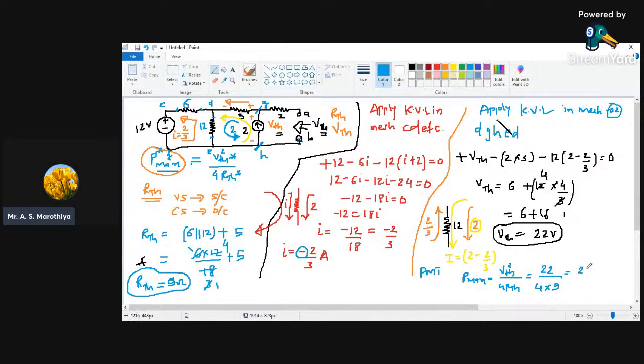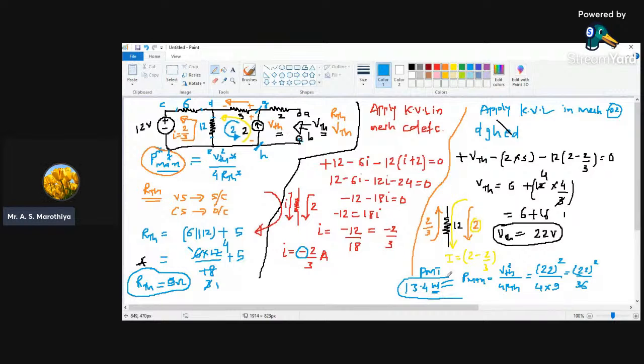So I can write here as 22 divided by 36. If you solve this, sorry, it is not 22, it is 22 square because we have VTH square. So it is 22 square divided by 36. If you solve this equation, you will get the value of P max as around 13.4 watt. Now why watt? Because it is power. The unit of power is watt. So the answer for this particular numerical is 13.4 watt.